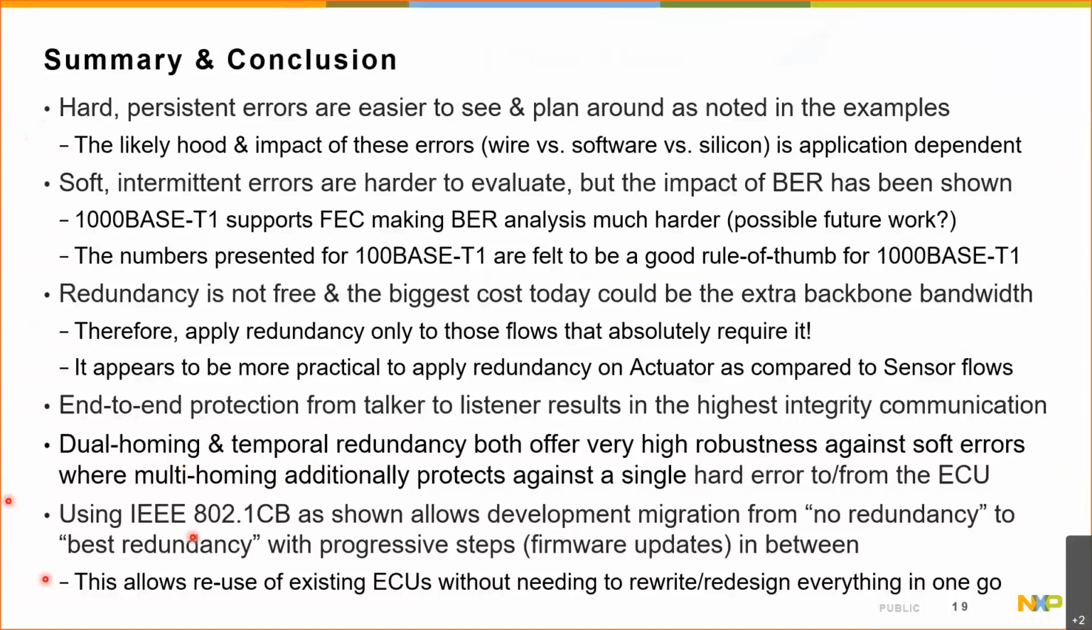Using 802.1CB as shown allows development migration from no redundancy to best redundancy with progressive steps, i.e. firmware updates in between. And this allows reuse of existing ECUs without needing to rewrite and redesign everything in one go. Now, of course, the switches need to be CB aware.